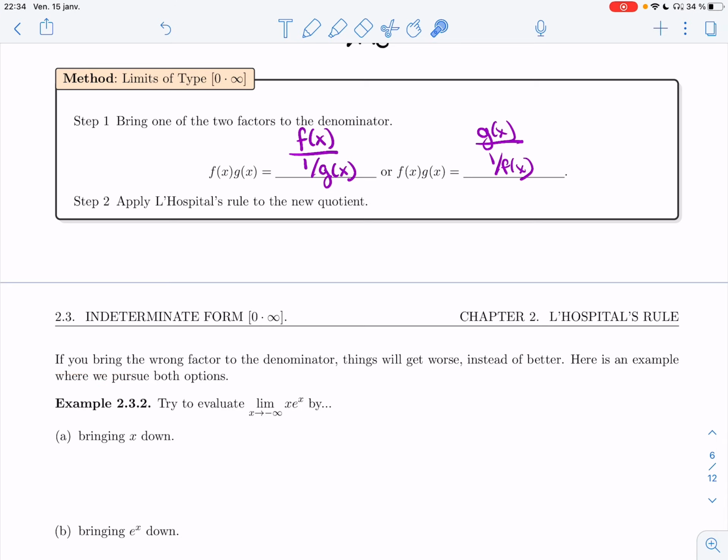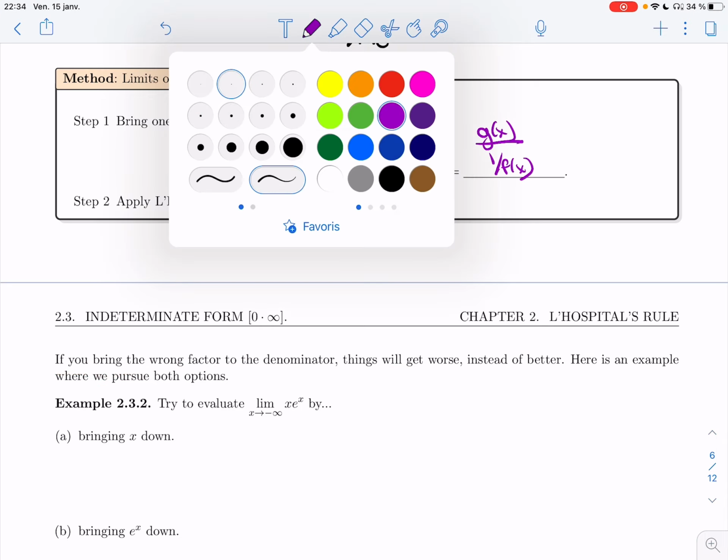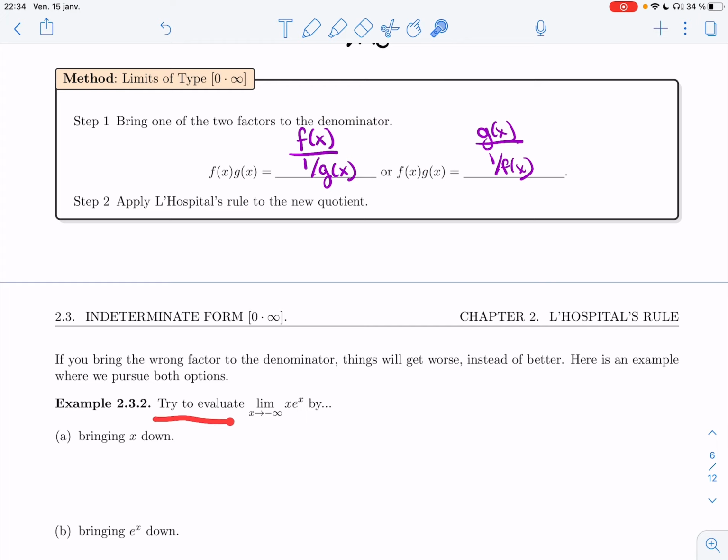Here's an example where we pursue both options. All right, so let's say we want to evaluate the limit of x times e to the x, and I'm going to start by bringing x down. So limit as x goes to minus infinity, x e to the x. I'm going to bring the x down. I'm going to get 1 over x. It will turn out to be one of the types. In this case, it's 0 over 0.